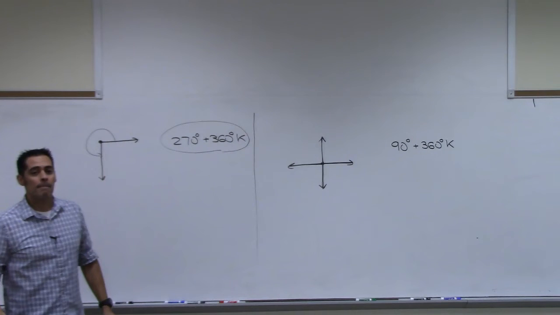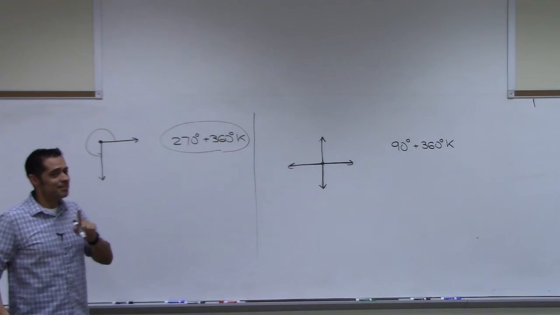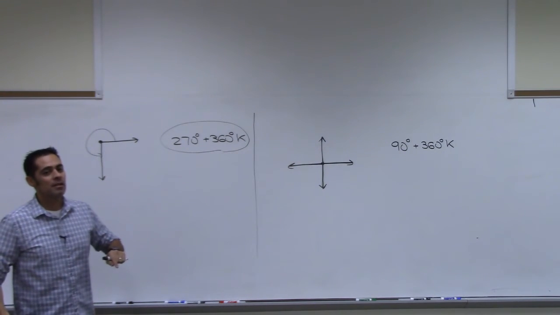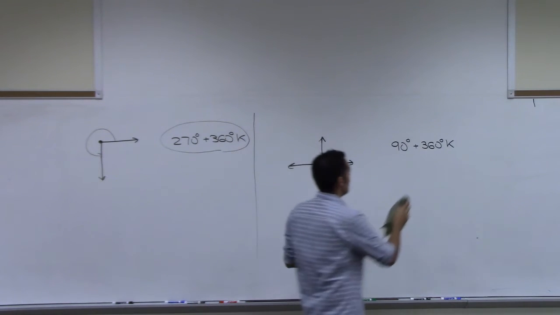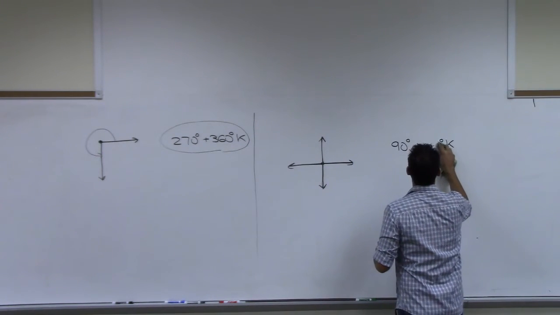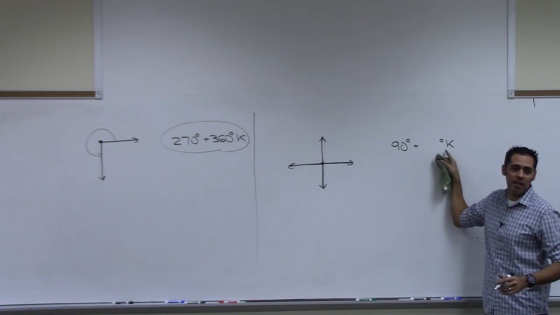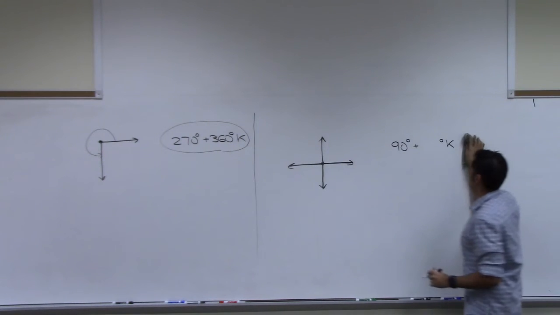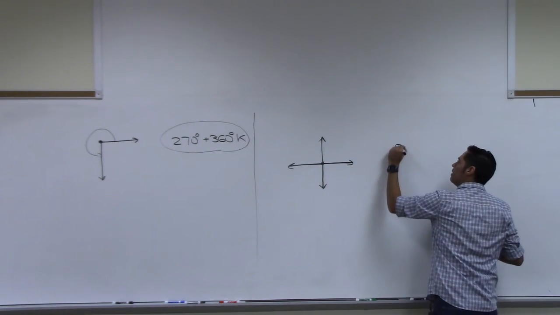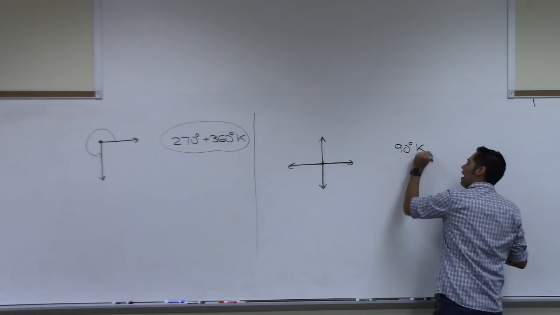Go ahead. Yes? What do you mean, 90 itself? 90K. 90K, there you go, that will work. So watch, if we change this, now did you just want 90K by itself or do you want 90 plus 90K? No, just 90K. Just 90K by itself, okay, let me try that. 90K.